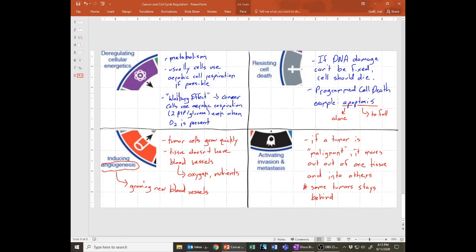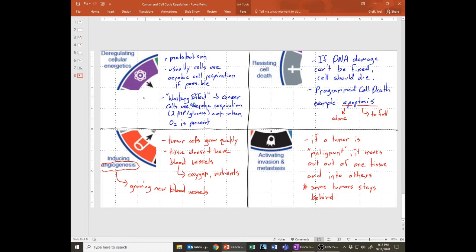What happens with cancer is they don't really care about the rest of the body. Those cells in the cancer tumor don't really care, and they can change their metabolism to take up the Warburg effect, and this happens in cancer. Cells will use aerobic respiration. I should say anaerobic respiration, and they only get 2 ATP per glucose even when oxygen is present.